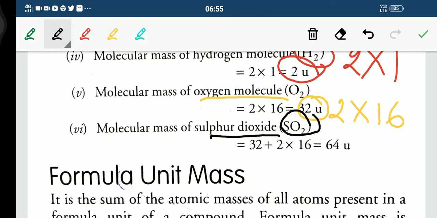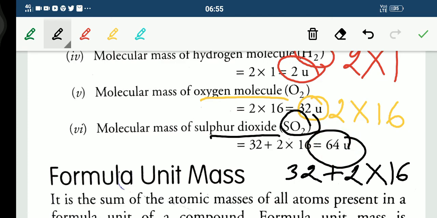Of course we can. Sulfur is only 1. What is the atomic mass? 32. Plus, how many atoms are there in oxygen? 2. Multiply it by the atomic mass of oxygen, that is 16. 16 twos are 32. Fine, answer is 64.